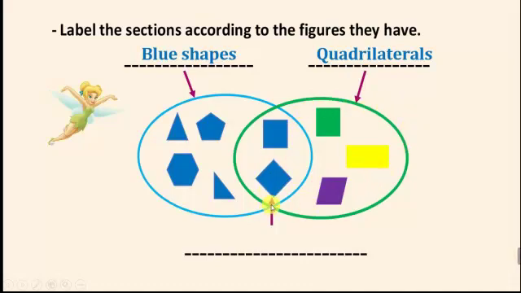What about the intersection area between them? I will take both of them, blue shapes and quadrilaterals, so I will name it blue quadrilaterals. When I'm going to express the area of intersection, I'm going to take the names of the two circles together. Blue shapes and quadrilaterals give me blue quadrilaterals. Okay, next one.